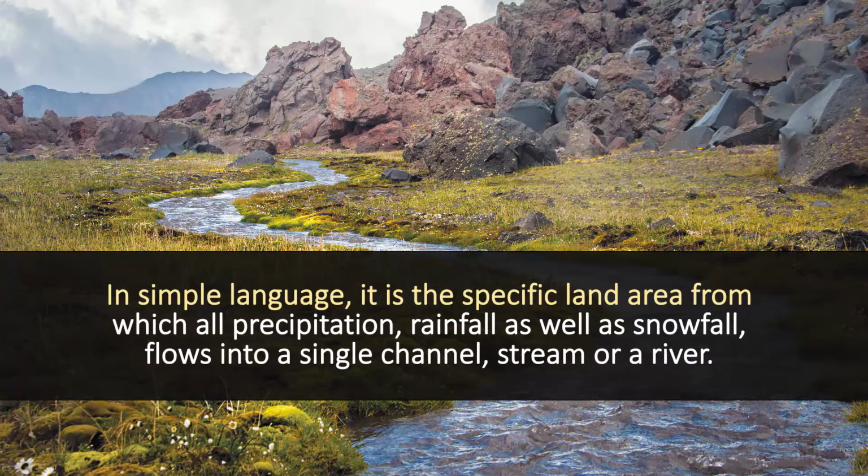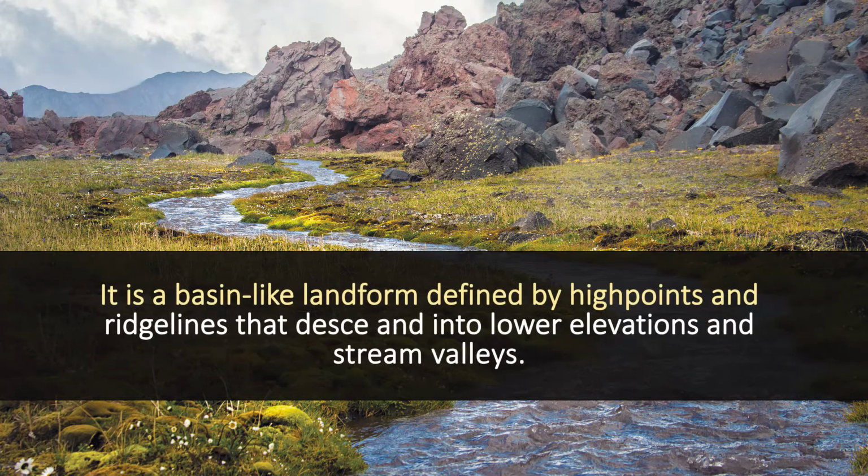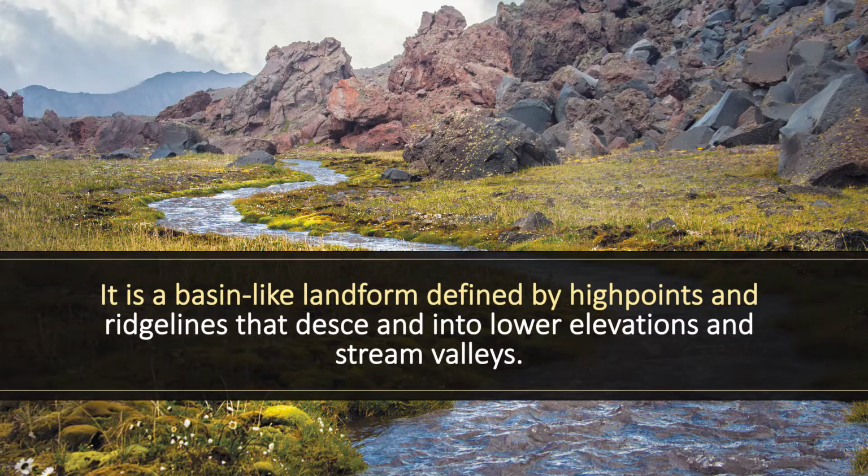In simple language, it is a specific land area from which all precipitation, rainfall as well as snowfall, flows into a single channel or a stream or river. It is a basin-like landform defined by high points and ridge lines that descend into lower elevation and stream valleys.